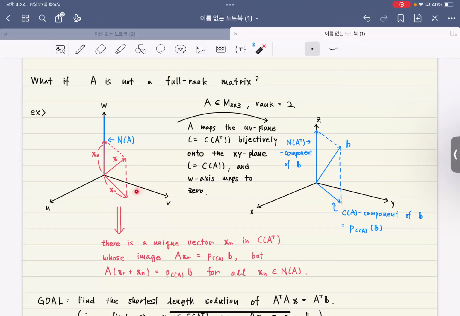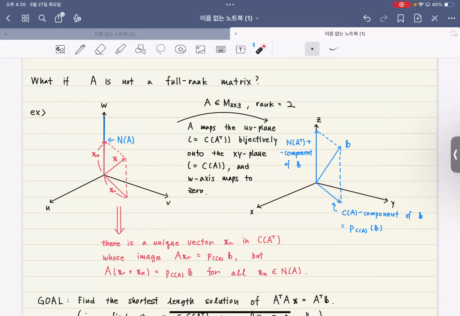But you can find infinitely many other solutions than this one. Why? Because let me consider this guy. This vector has the same row space component XR, but it has some non-trivial component in the null space of A. What do you think is the image of this guy? Well, this null space component is going to be mapped to 0, so it can be ignored. Therefore, the image of this guy under this linear transformation is still the column space component of B, right?